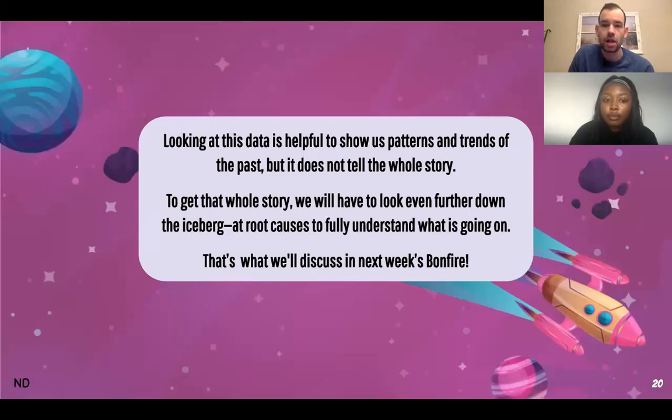Looking at this data was helpful to show patterns and trends of the past, but it's not enough to tell the whole story. And that goes for the data about my school enrollment as well. To get that whole story, we have to look even further down the iceberg. We have to look at those other two levels, the structure of the system and mental models, to really identify the root causes and figure out what's going on. That's what we're going to discuss in next week's Bonfire.